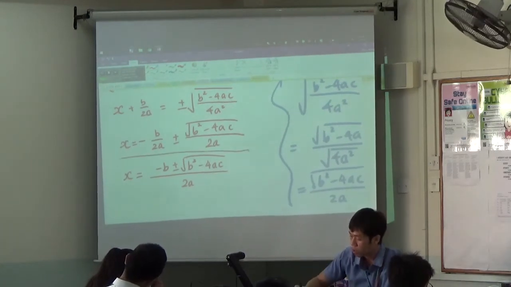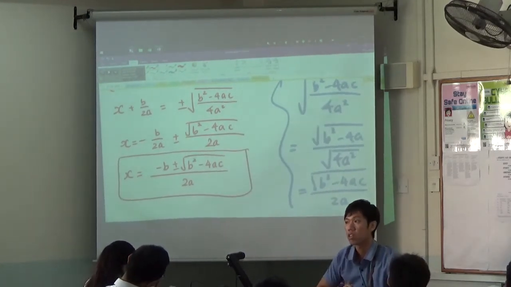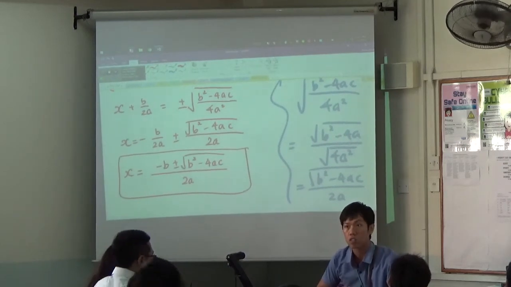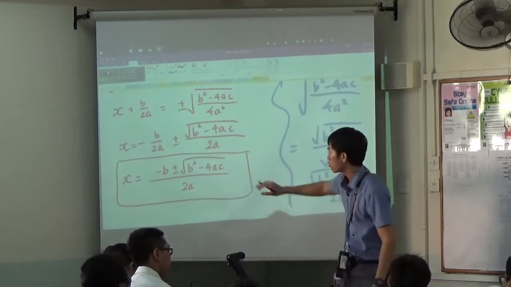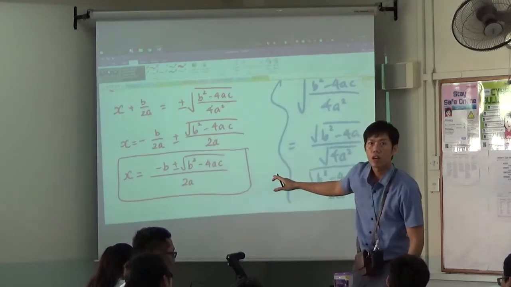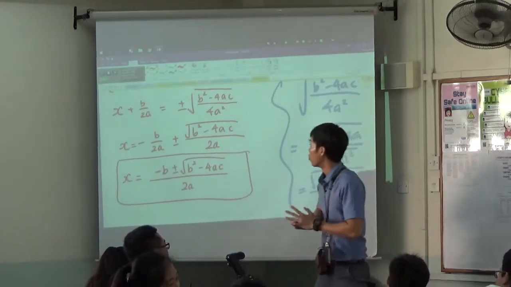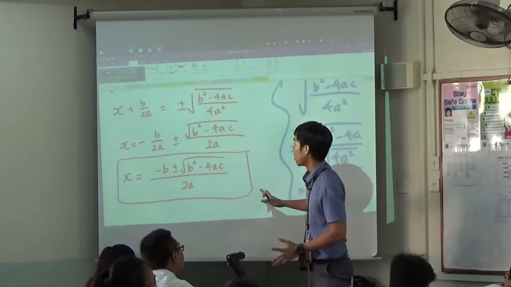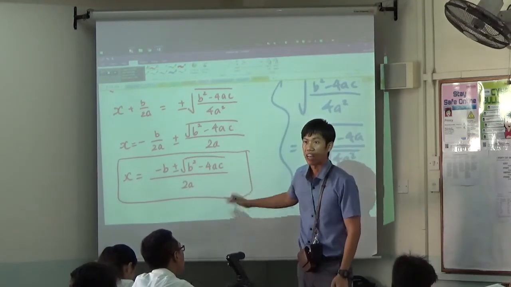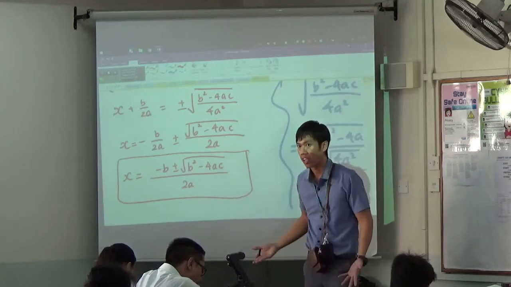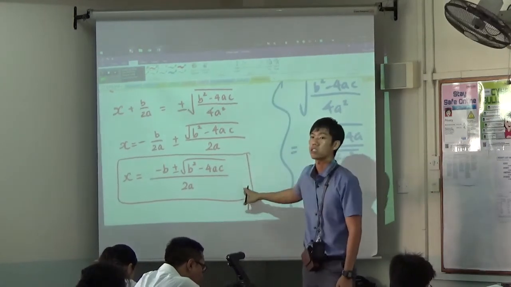Isn't this the formula that I asked you to memorize? Now do you know how it works? Where did this formula come from? From completing the square. So we are not going to simply memorize this and just apply without knowing why. Now we know why we are doing this.